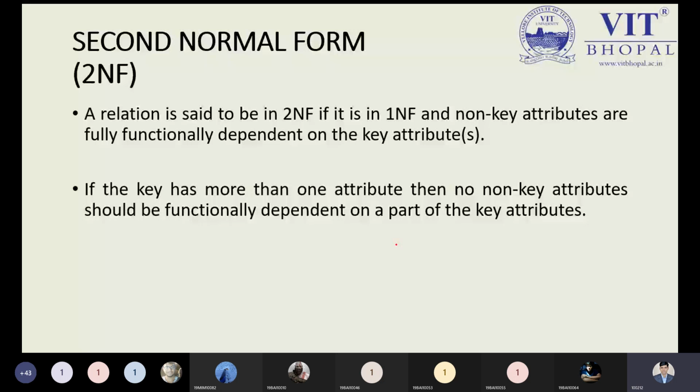You have to keep in mind the important point: our second normal form should be in the form of the first normal form. And the key phrase to remember is that non-key attributes are fully functionally dependent on the key attributes. This is the key point we need to keep in mind, so I'm putting a star over here. This is the actual point from which we can understand the second normal form: it says the relation or table should be in the first normal form, and non-key attributes are fully functionally dependent on the key attributes.